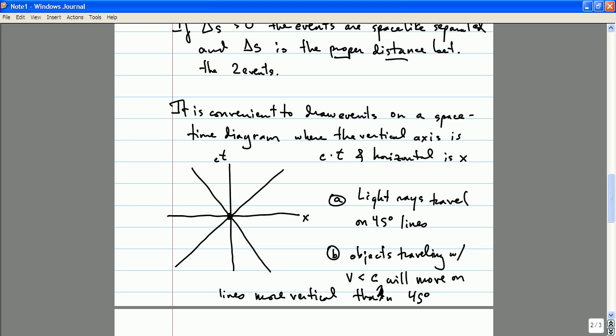Question? Doesn't that mean that the space between the 45-degree lines and the x-axis are effectively wasted? No. Okay. No. So, excellent question.